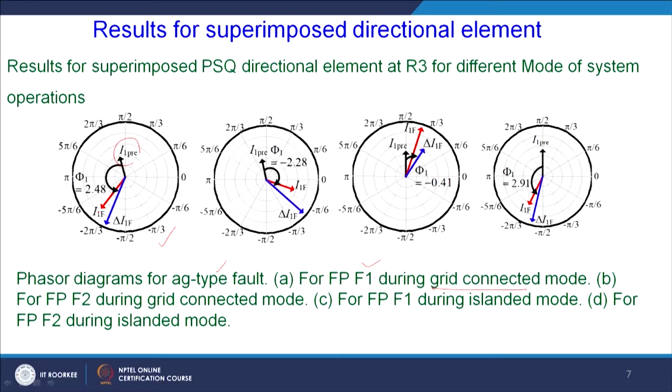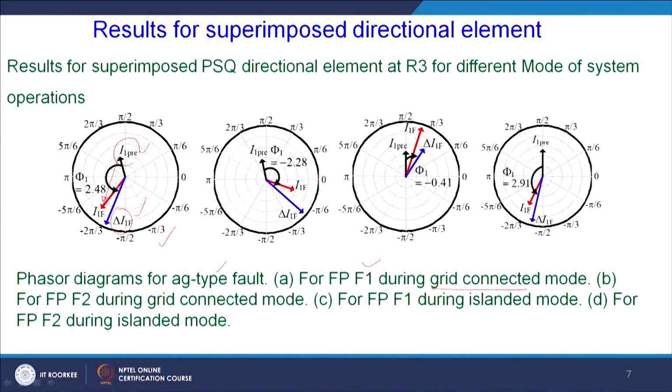If the fault is located at F1 position, the corresponding positive sequence current, this I1F, is my superimposed fault current. This is a resultant between I1 pre and I1F, and so it lies here. As we are taking the angle between the superimposed current and I1 pre, the angle between this and this is going to be what? Because this delta I1F is leading delta I1 pre, the angle is going to be positive. That is what is written here, plus 2.48 radian. All these angles are basically in radian.